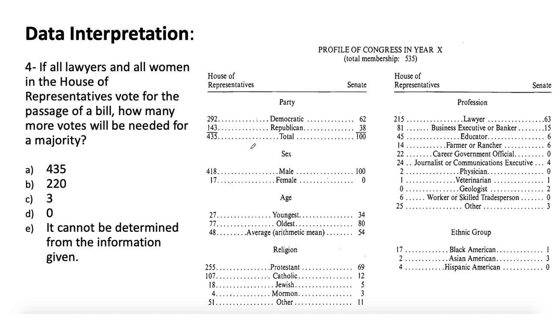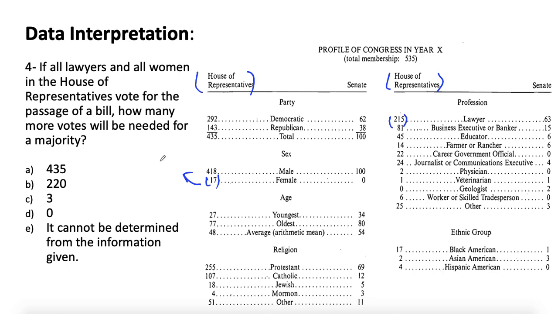Okay, this is a bit of a tricky question, and we need to think about it. If the lawyers and all the women in the House of Representatives vote for the passage of the bill, now we are asking about the House of Representatives, and in this all of the women, which are 17 females, and the other group is lawyers, which is 215, voted for the bill. How many more votes will be needed for the majority?